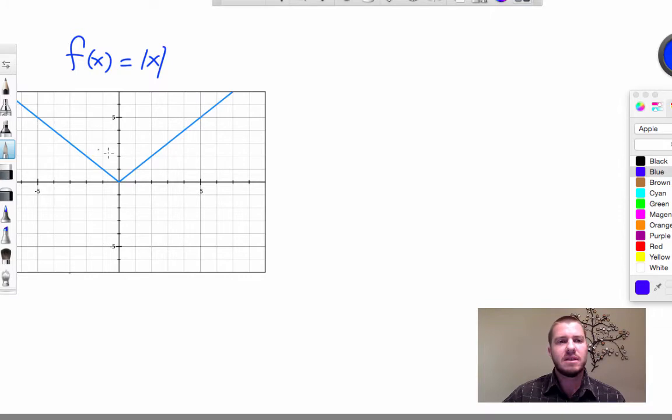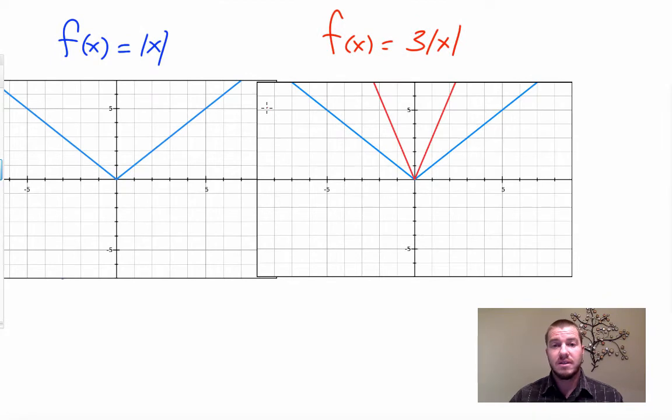So this is the parent function for absolute value, and I'm going to change to red. If we put the a greater than 1, something like f of x is equal to 3 times the absolute value of x, then what happens is it's going to be stretched vertically. So it's like you're taking the graph and stretching it, so it's going to be more narrow.